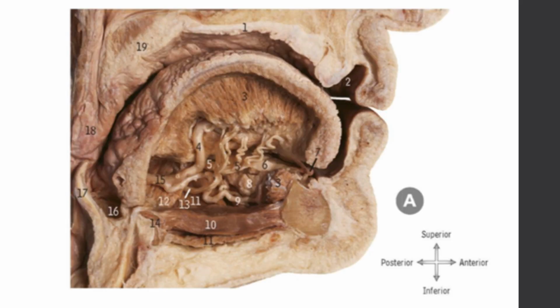This is a sagittal section showing the sublingual region. This is the hard palate, soft palate, the vestibule of the mouth, the tongue, the genioglossus muscle, the geniohyoid muscle, the mylohyoid muscle. This is the hyoid bone. This is the lingual artery with the deep lingual branch and the sublingual branch.